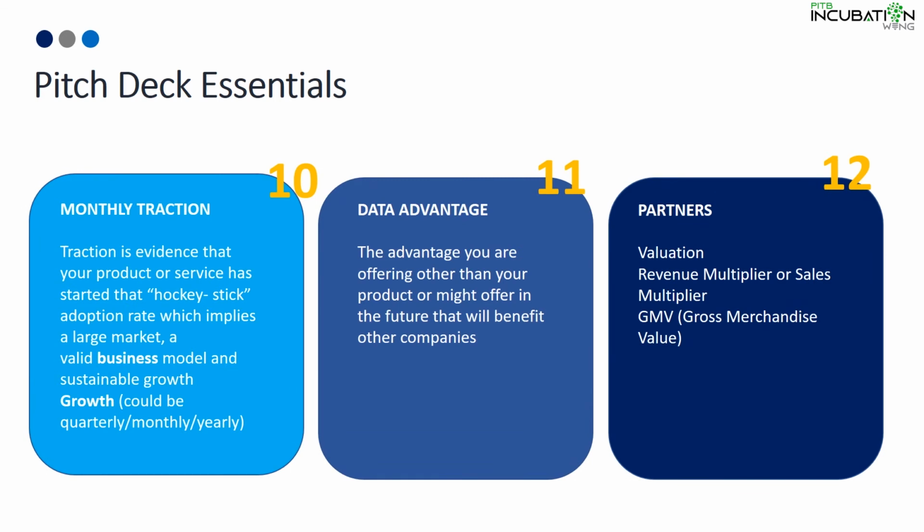Moving on to more pitch deck essentials. Monthly traction. Monthly traction is the evidence that your product or service has started the hockey stick adoption rate, which implies a large market, a valid business model, and sustainable growth. Hockey stick growth is sudden and extremely rapid growth after a long period of linear growth. The term is often used to describe what happens when a startup business finds its market niche and market conditions are positive.